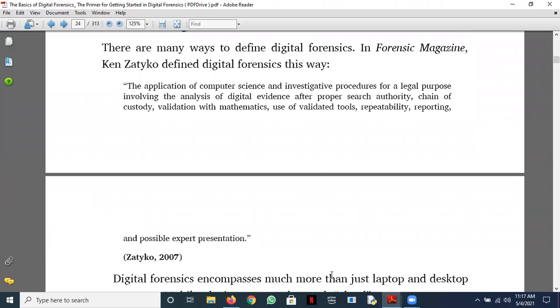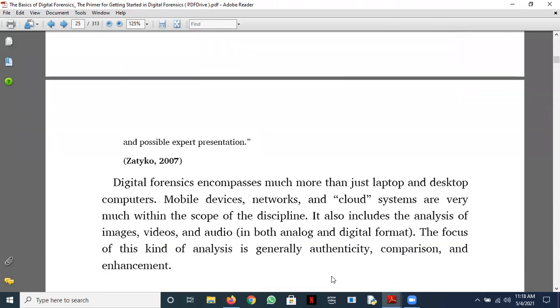See, gathering, then validating, then mathematical analysis, then doing some validation with proper validated tools, then reporting, and possibly presenting it in the best possible way is digital forensics. Okay. So we just can't say that our digital forensics is some evidence from our laptop or desktop. We could be dealing with mobile devices, networks, cloud systems.